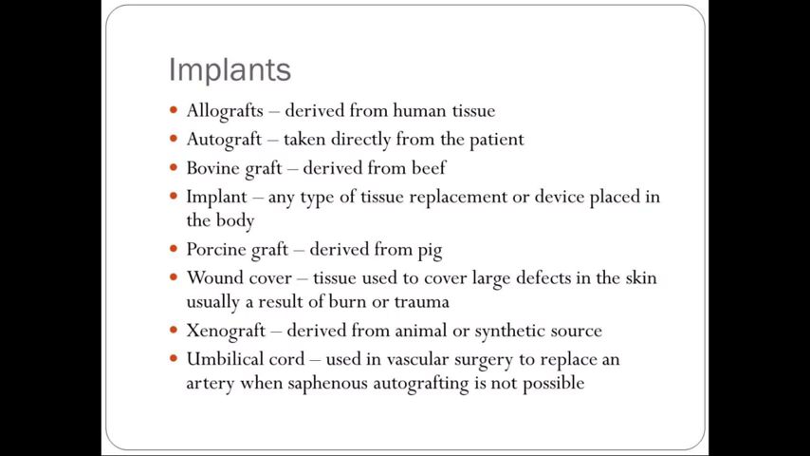Implants are used to replace or augment the patient's tissue. The patient may have a cut or burn that has damaged their tissue and needs some type of replacement. They can take the tissue from the patient, which is called an autograft, or they can use donor tissue, which is called an allograft. Grafts come from different sources, such as bovine or porcine.